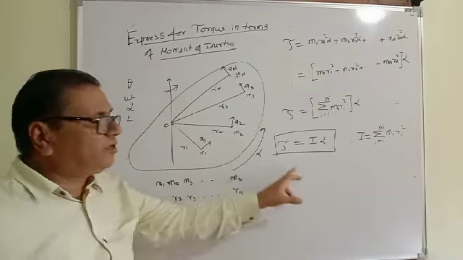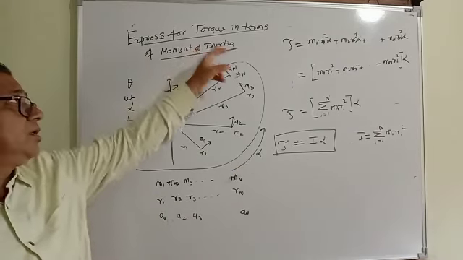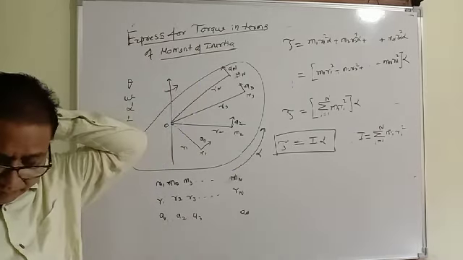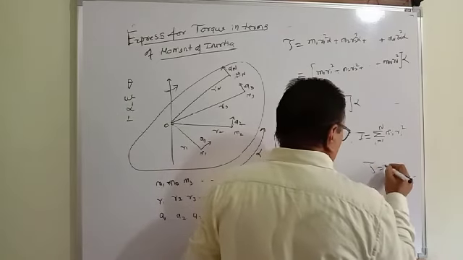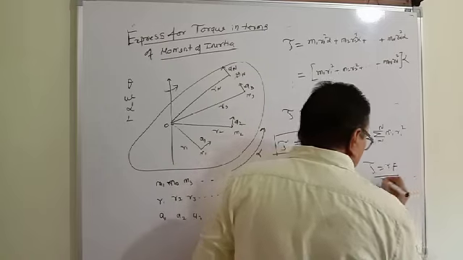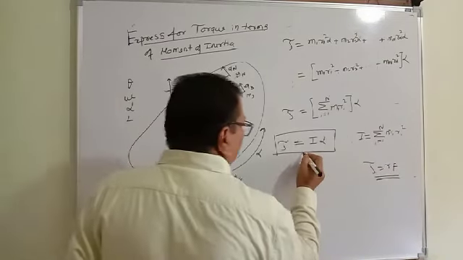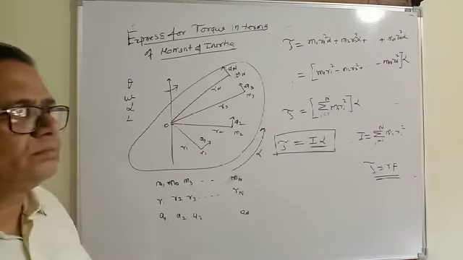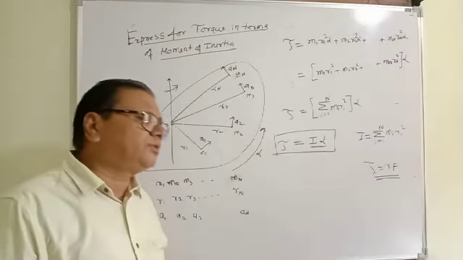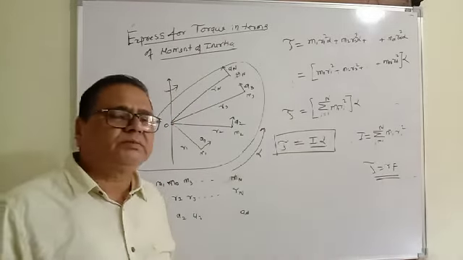So it is the expression of torque in terms of moment of inertia. The basic expression was tau is equal to r F, which is in terms of force and perpendicular distance. This one is in terms of moment of inertia and angular acceleration. Both expressions are the same, but they are expressed in different ways.